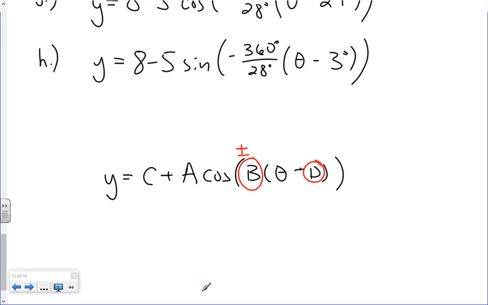And you can change the value of a. We just played around with that as well. We made that positive or negative. We'll put a plus or minus in front of that. But the c is set. C is your sinusoidal axis. You can't change that. All right?